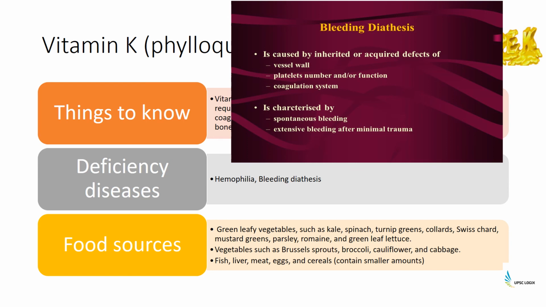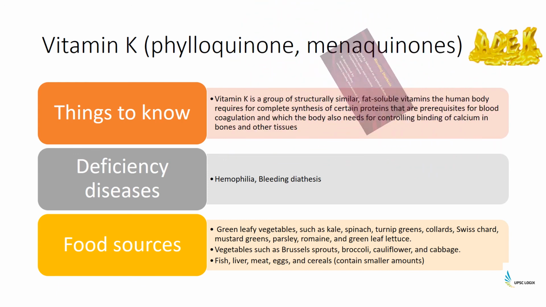The diseases caused due to deficiency are hemophilia and bleeding diathesis. So what is bleeding diathesis? It is caused by inherited or acquired defects of vessel walls, platelet numbers, functions, or the coagulation system, and it is characterized by spontaneous bleeding, extensive bleeding from minimal trauma. So basically the blood doesn't clot, and that is because of deficiency of vitamin K.